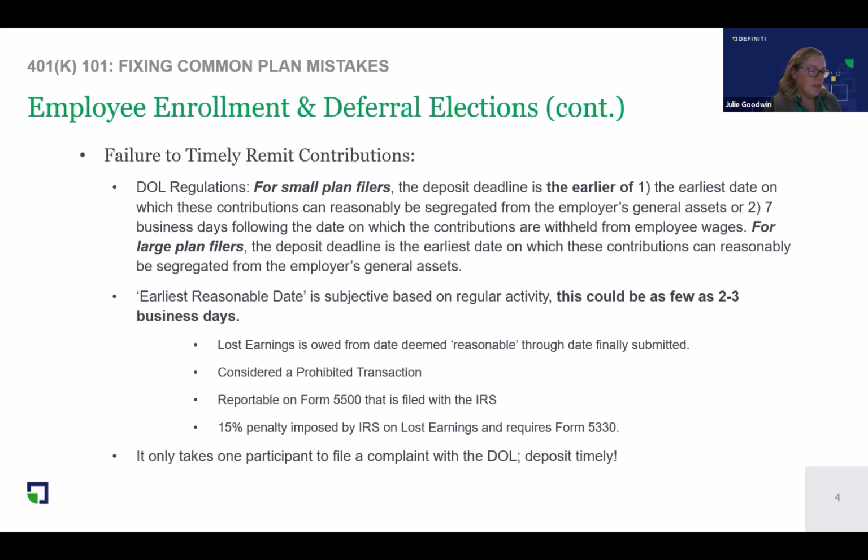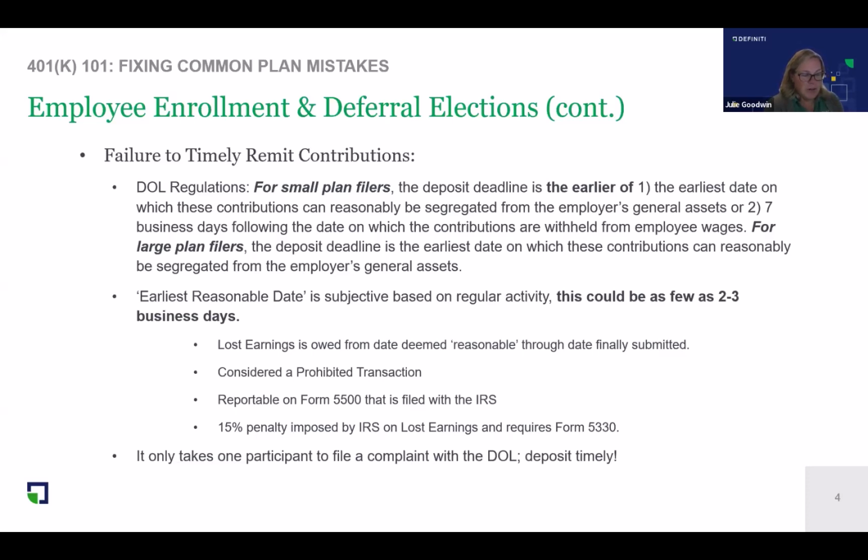That, we can get this in, I'll make my deposits once a month. This is what I've always been doing. It only takes one participant to file a complaint with the Department of Labor. And the process for making complaints and how to handle stuff like that is actually in the summary plan description that goes to all of your participants.